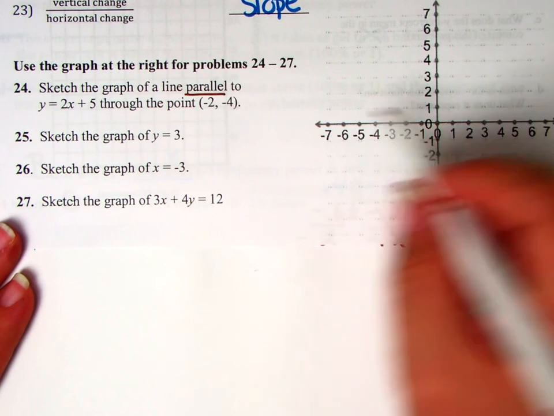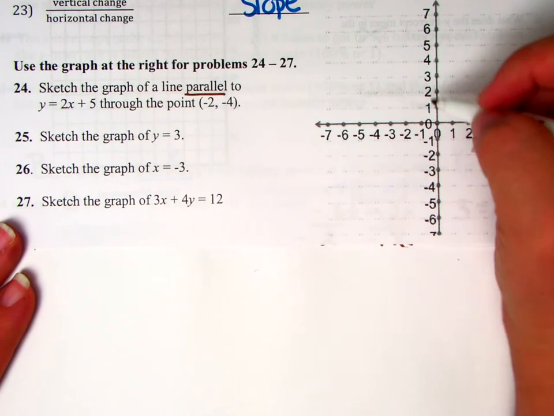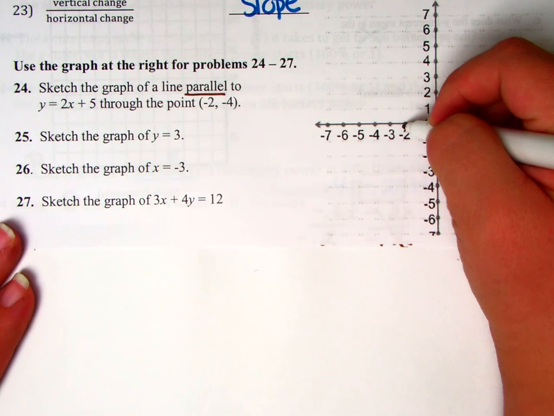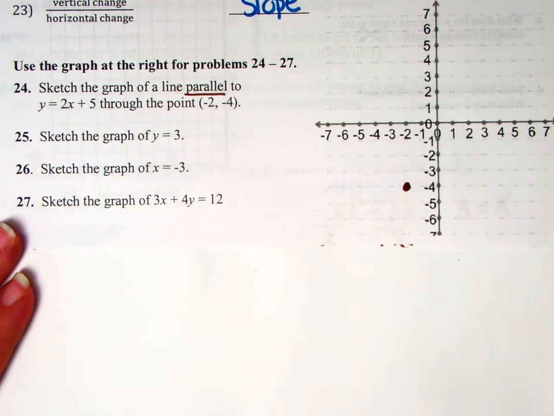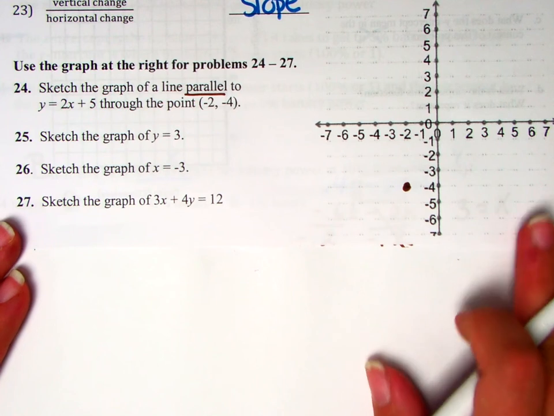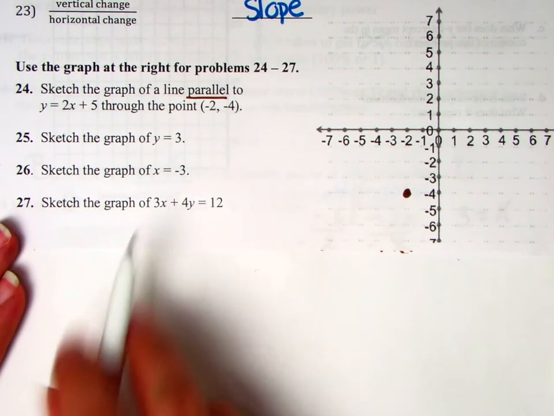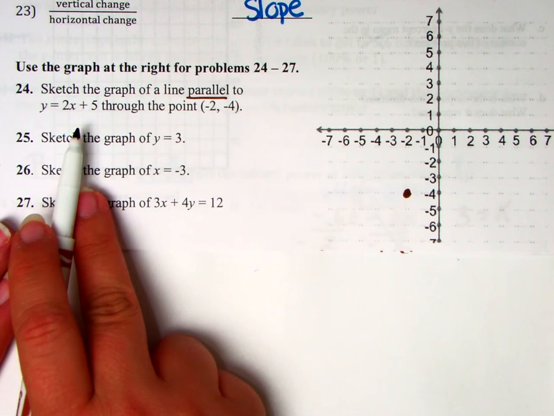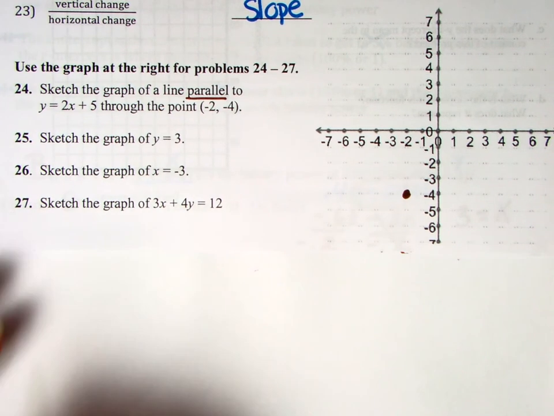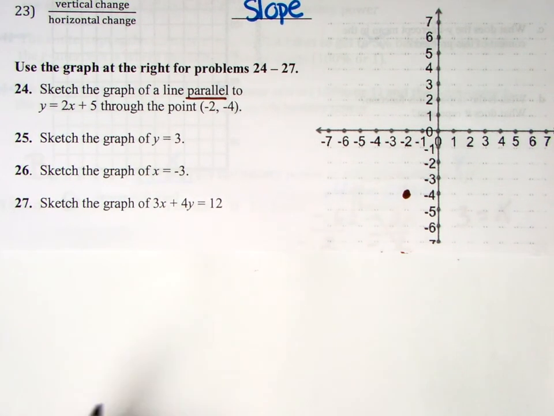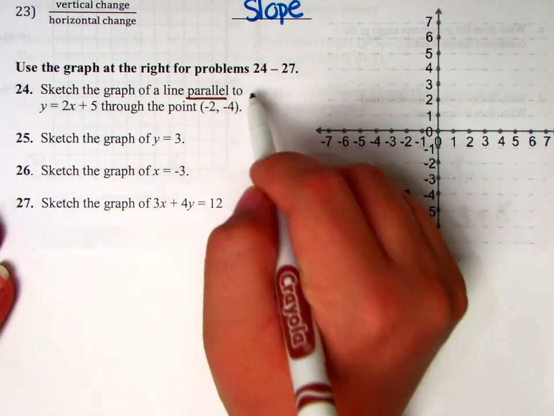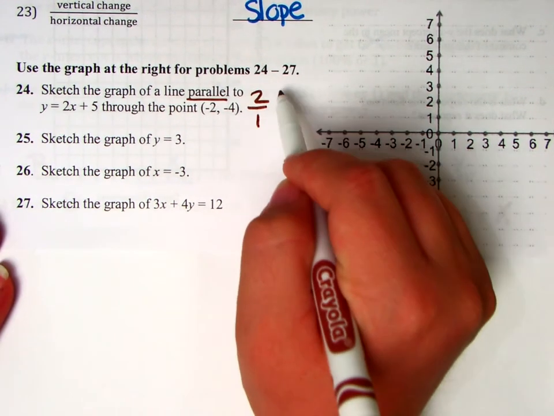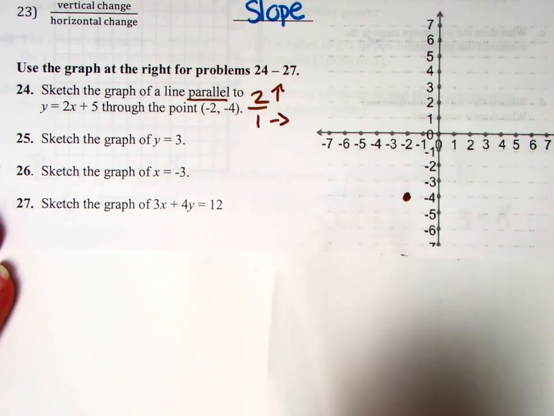So let's plot this point first, because that's a given. -2, -4. I know the graph is a little fuzzy, guys, and I apologize for that. Do the best you can. Now, what do we know about parallel lines and their slopes? Hopefully, you said they're the same. So our slope is going to be 2, meaning 2 over 1. We go up 2, right 1.